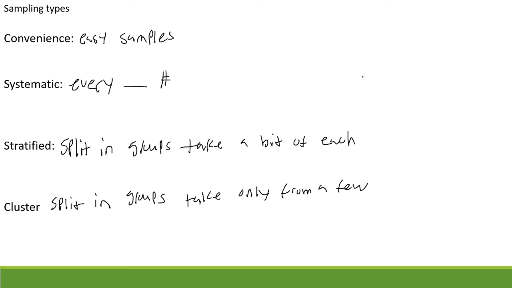So for example, let's say I split a class into freshmen, sophomores, juniors, and seniors. And I want to take a sample of those. Well, if I take a few freshmen, let's say I take 10 freshmen, 6 sophomores, 12 juniors, and 9 seniors, that'd be stratified because I'm taking a little bit of each group.